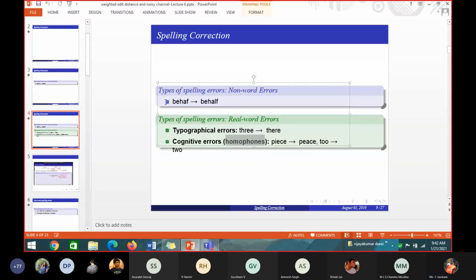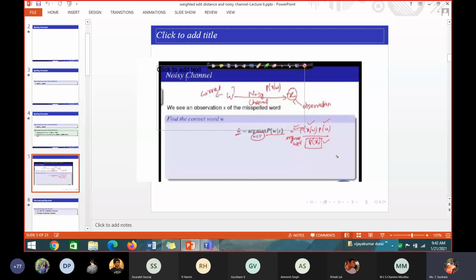That's why we are entering into a noisy channel. I have a correct word W. When I type it, with a typographical error I get a wrong word. I observe a wrong word as X. That is called the observed word, X. I got it. So that is called the noisy channel method.